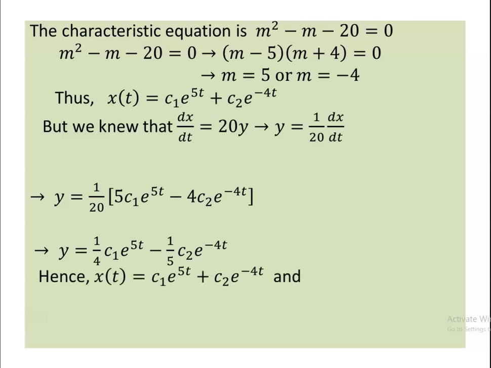Thus x of t, as we obtained before, is c1 e to the power 5t plus c2 e to the power minus 4t. And y of t is now 1 over 4 c1 e to the power 5t minus 1 over 5 c2 e to the power minus 4t. So the system is now solved. Our intention was to determine x and y. Here we got them in terms of the independent variable t.